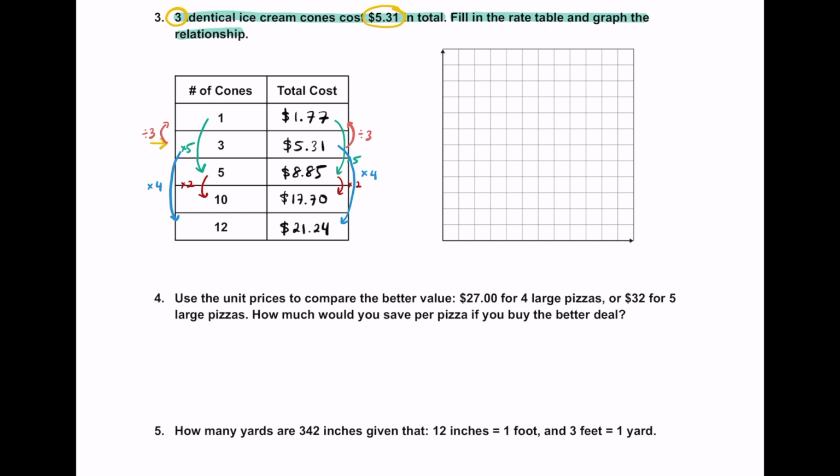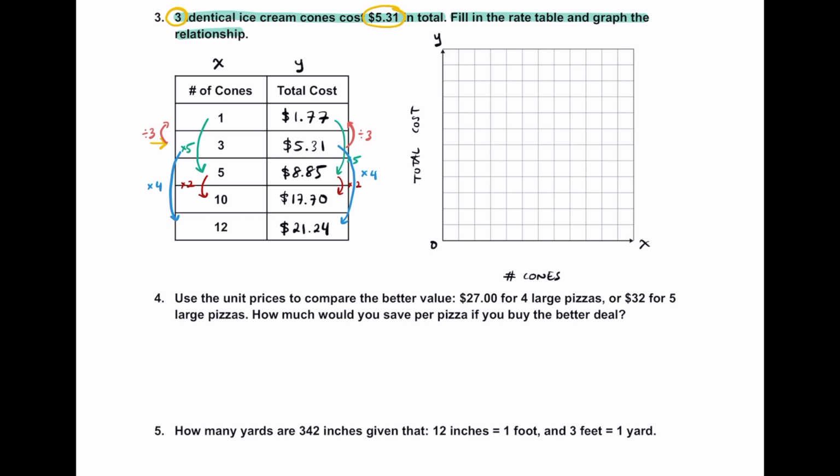Now for labeling the graph over here to the right, keep in mind that this is the independent variable and this is the dependent variable. So the number of cones is going to go across the x-axis as the independent variable. Here's the y-axis going up and down, and that's going to be representing the total cost. So I'm going to write total cost of all the ice cream cones. The origin here is going to be 0.